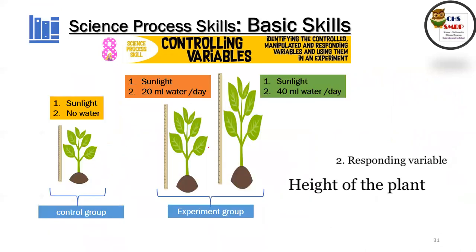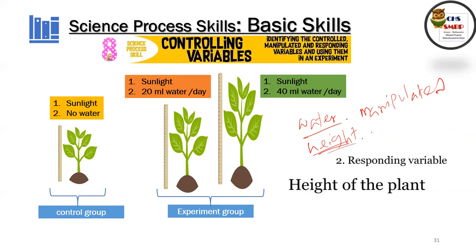Next, based on that experiment, what would be the results? So your water was the manipulated variable, right? And how to check the growth? You can check the growth with height. Based on the height, you can see the results, like whether they grow okay or they don't grow, or eventually they die, something like that.